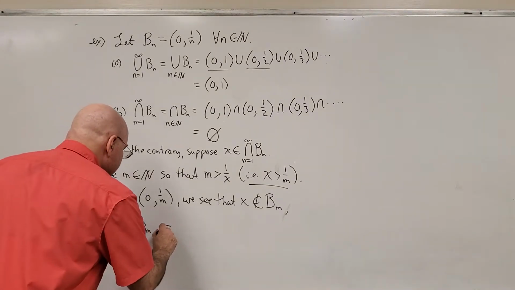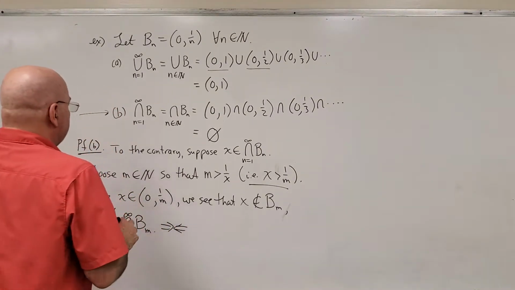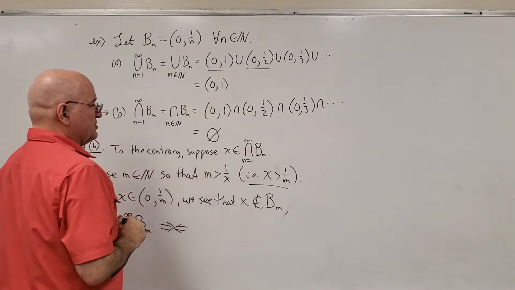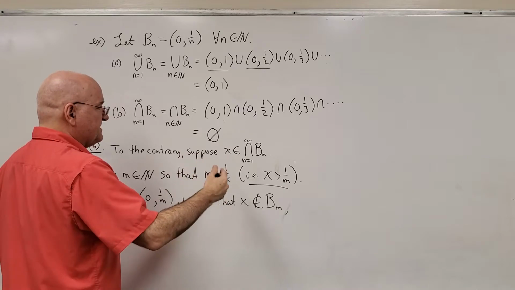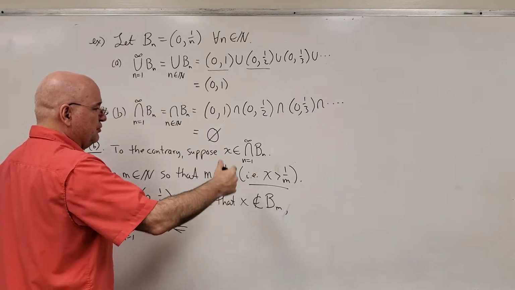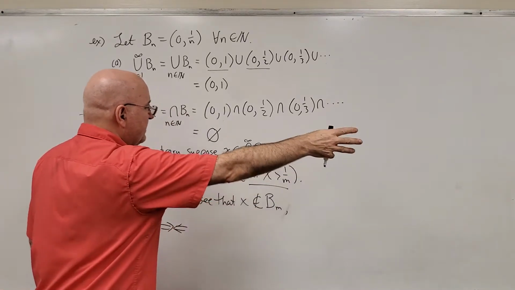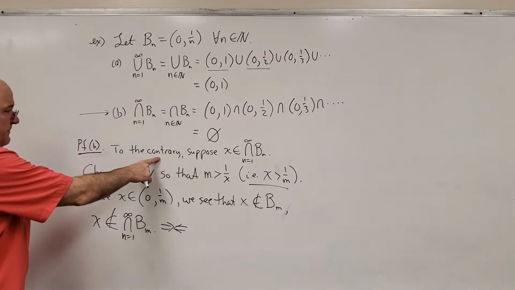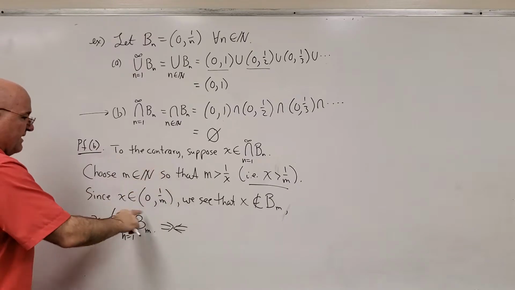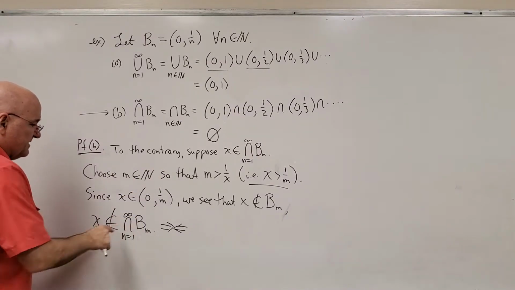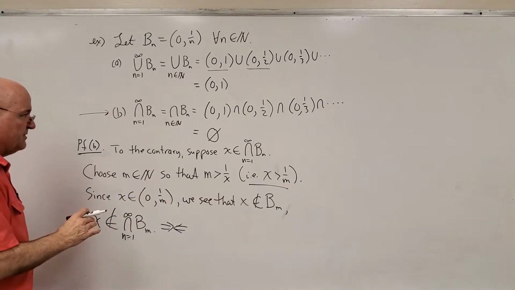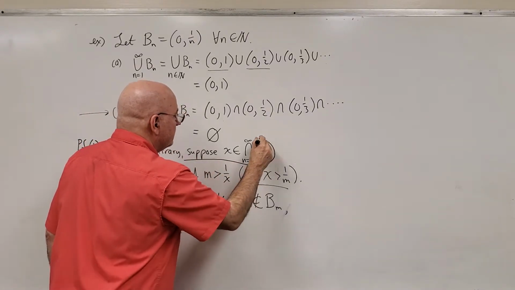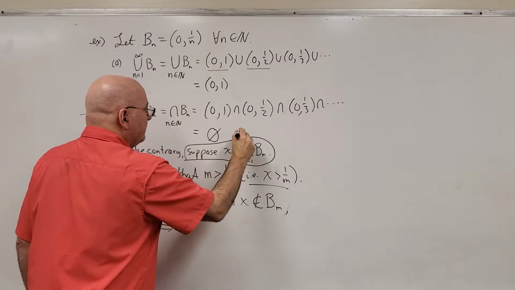So this is a contradiction, because to the contrary, we supposed that x was in the intersection. That means it's in every single one of the b's. It's in b1, b2, b3, bm, bm plus 1, and on forever. We assumed that to be true here. Since assuming that, we found a contradiction. It's not in this one. That contradiction proves that what we assumed is false.